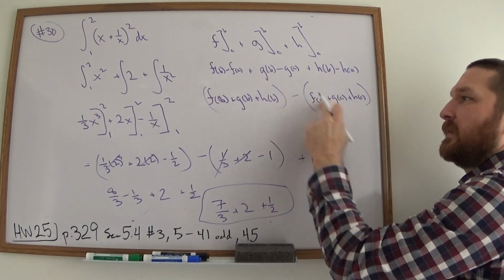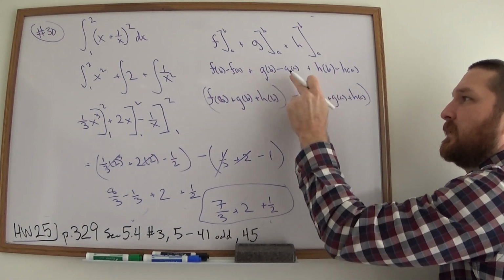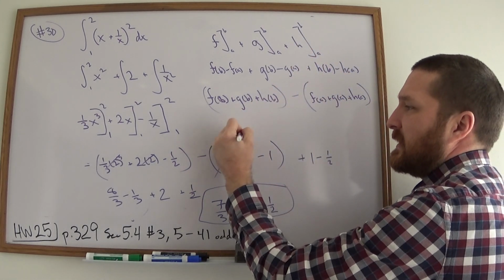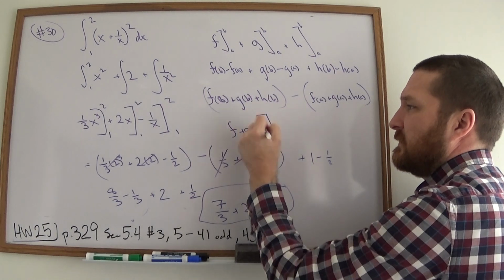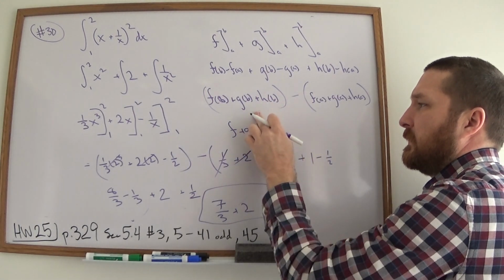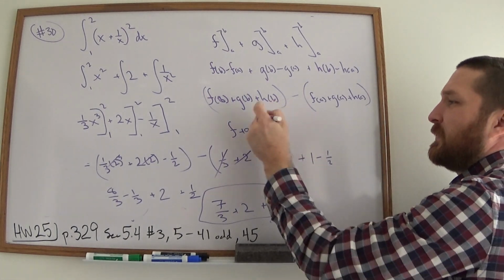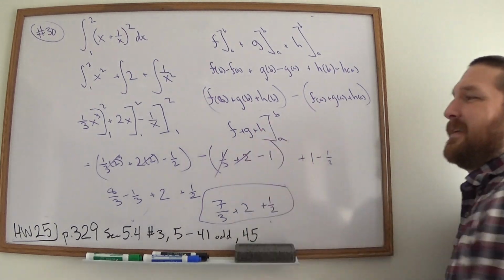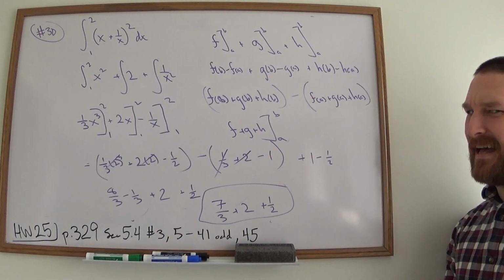The minus comes over and gives you a minus, each time. Yep, so that's the same thing as f plus g plus h evaluated at b, minus that evaluated at a. Yeah, okay, I see what you're saying.